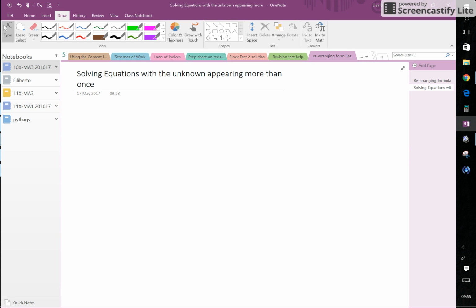Right, okay, now we're going to solve equations where the unknown appears more than once. A really simple example of that would be something like 3x equals 2x plus 1. Here our unknown, which is x, appears more than once. Now, we can't use the method that we did last time, about construction of the expression and creating a list of operations and working through backwards until we only have one unknown.